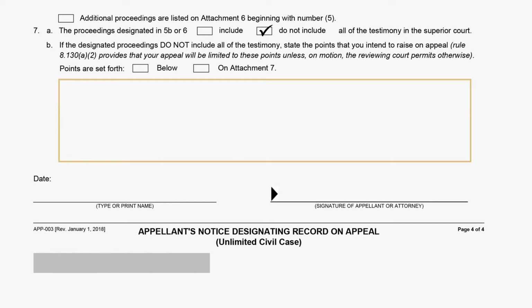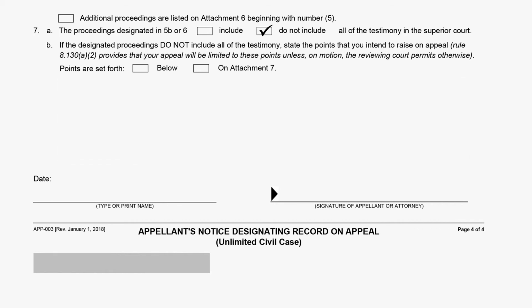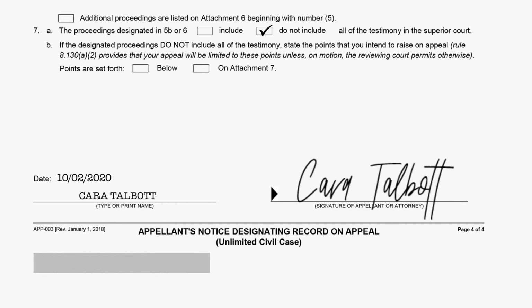If you need more space, you can state the points on an extra piece of paper and attach it to the form. When your Form APP-003 is complete, you need to sign and date it. You'll file this form in the trial court. Do not file this form in the Court of Appeal.